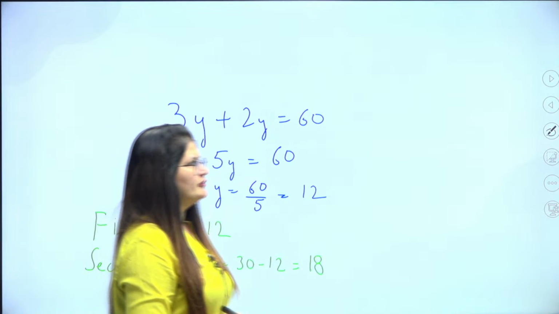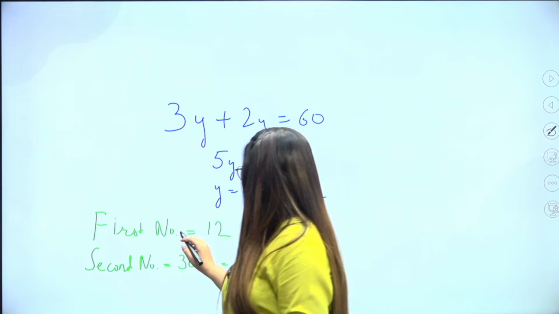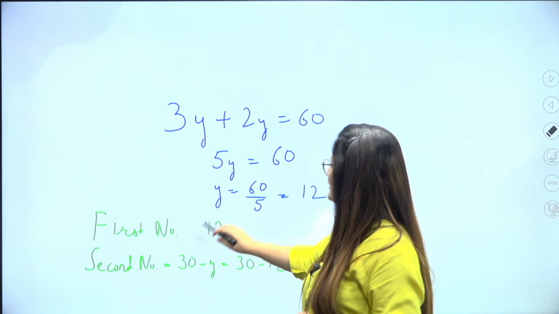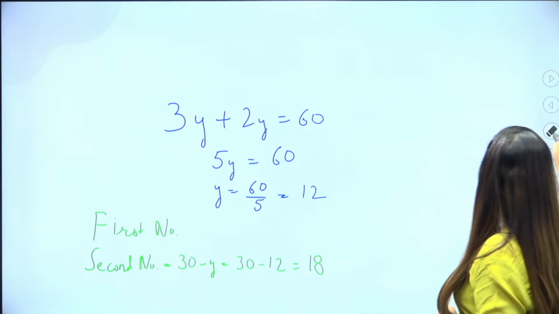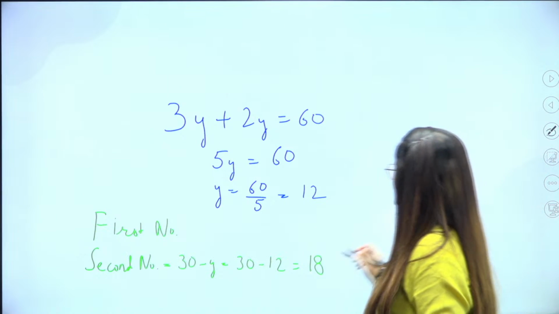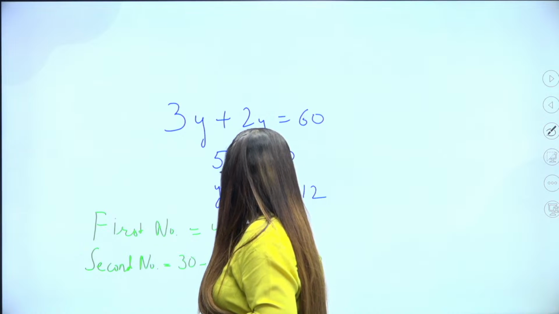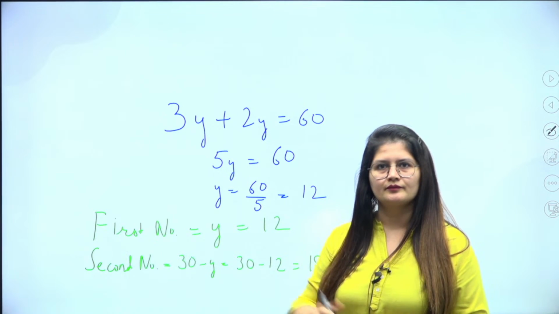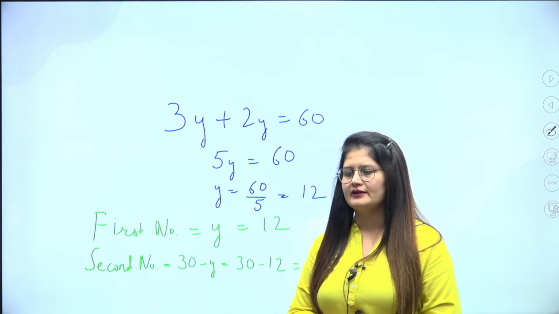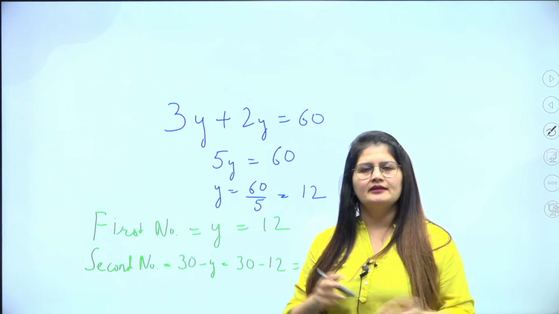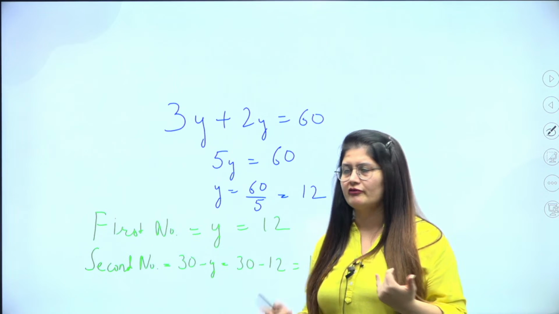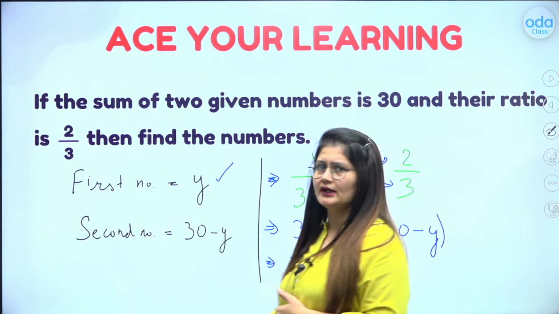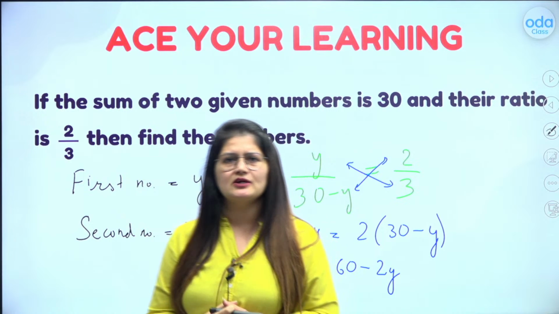I hope we are all very clear with our answer. The two numbers we have got are 12 and 18. Now if we look at the numbers, the question statement says the sum of the two numbers is 30. Clearly, 12 plus 18 is equal to 30.